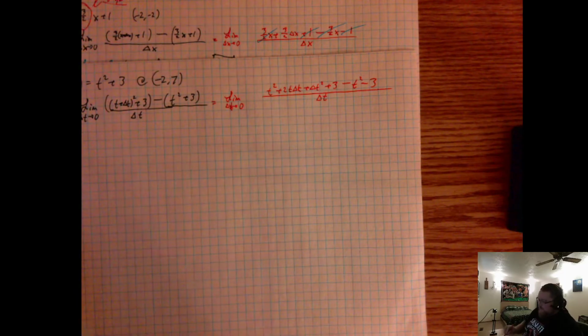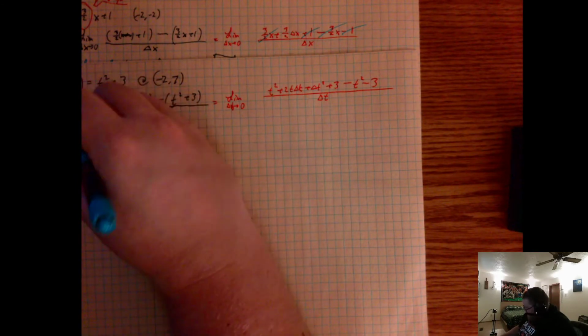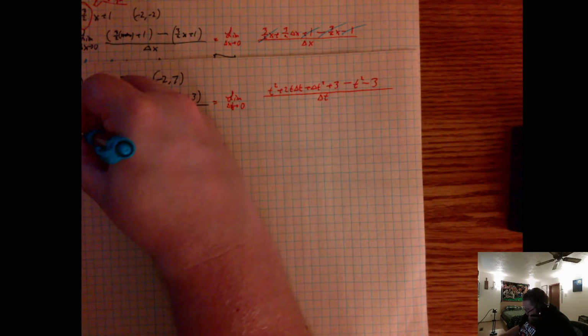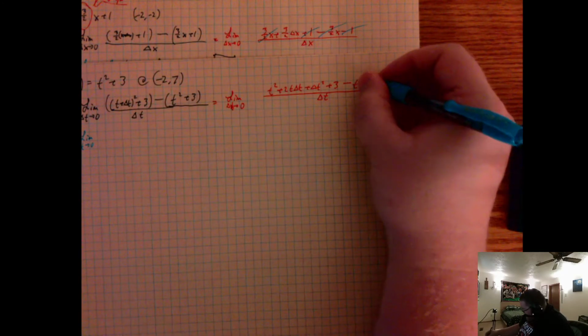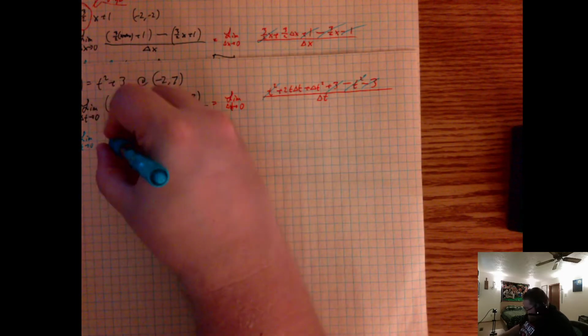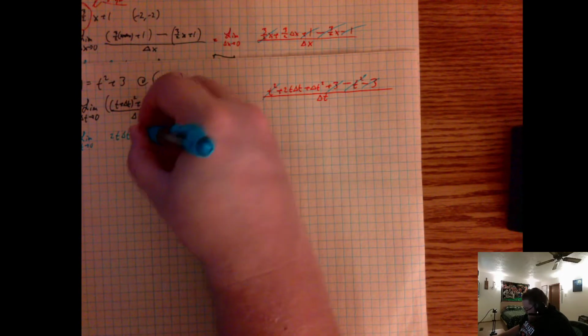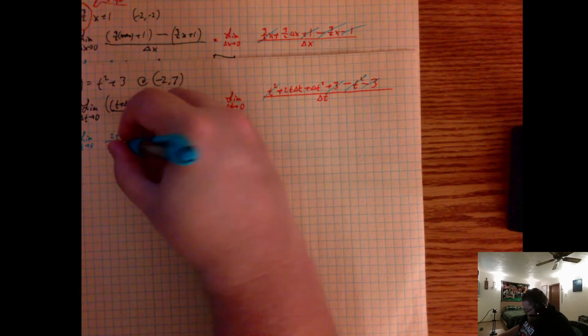Again, if I try to plug in delta t equals 0, I don't get a solution, so I know it's not done, so I keep going. I simplify some stuff. Limit as delta t approaches 0. I get rid of the t squared and the negative t squared, and the positive 3 and the negative 3. This leaves me with 2t delta t plus delta t squared all over delta t.